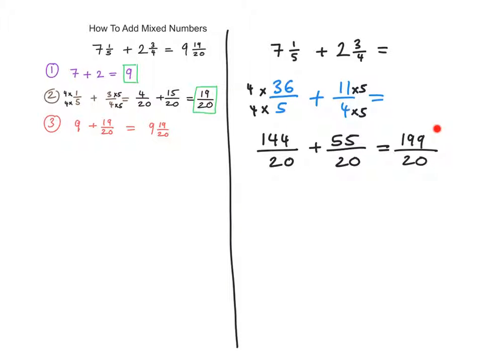How do I convert this into a mixed number? Well, all you need to do is see how many 20s go into 199. Well, clearly 20 times 9 is 180, and the remainder will be 19. So there are 9 lots of 20s that go into 199. So the answer to this is just 9, and the remainder is 19 over 20. So the answer here is 9 and 19/20.